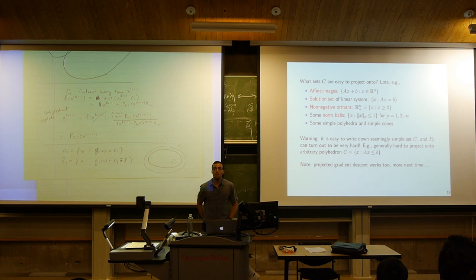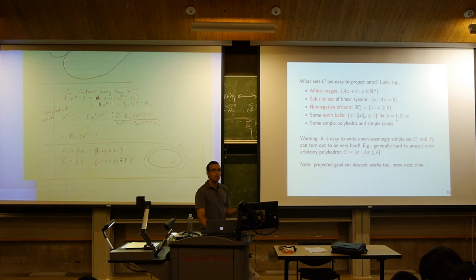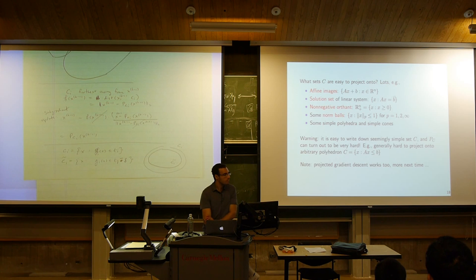So I just made a list here of some sets that are actually quite easy to project onto. For each of these, we either have a closed form expression for the projection, or an algorithm for finding the projection efficiently, in linear or close to linear time. So here are some examples. An affine image is an easy set to project onto. For example, the set of all Ax plus b as x varies. This is something that's in the column space of a matrix A plus a shift.